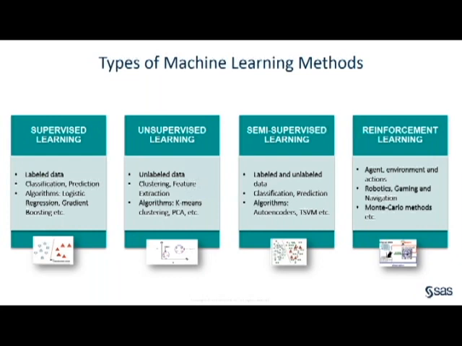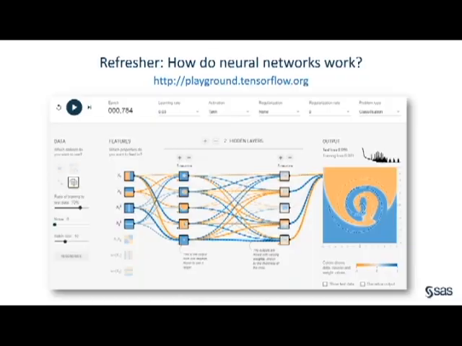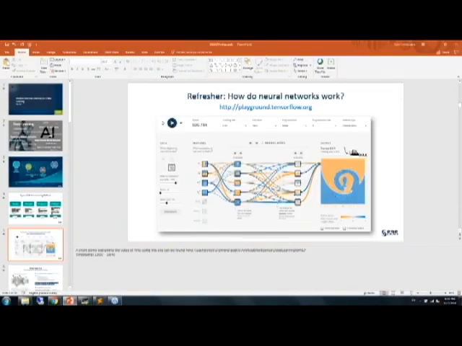Okay, so I'm going to jump into a little bit of a refresher about what neural networks even are, how they work, because neural networks are really the core of deep learning. So let me move into that. Where is it? Here we go. So this is playground.tensorflow.org. And I'll make this a little bit bigger as well.